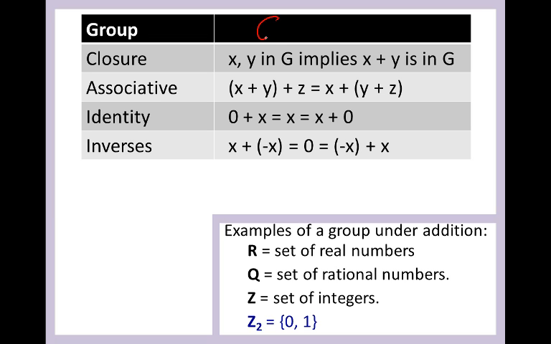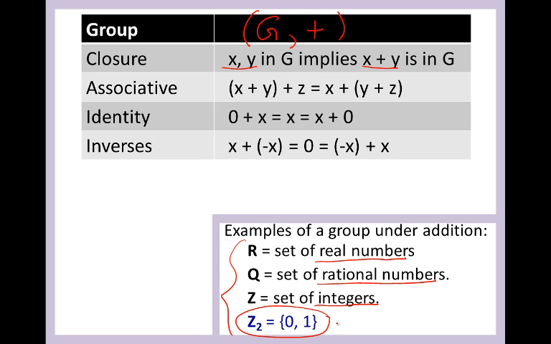If G is a group under an operation such as addition, then G needs to be closed under addition. So if I take two elements in G, their sum is also in G. For example, if I add two real numbers, I get a real number. If I add two fractions, I get a fraction. If I add two whole numbers, I get a whole number. And if I add two elements in Z mod 2, I also get an element in Z mod 2. So all of these sets are closed under addition.